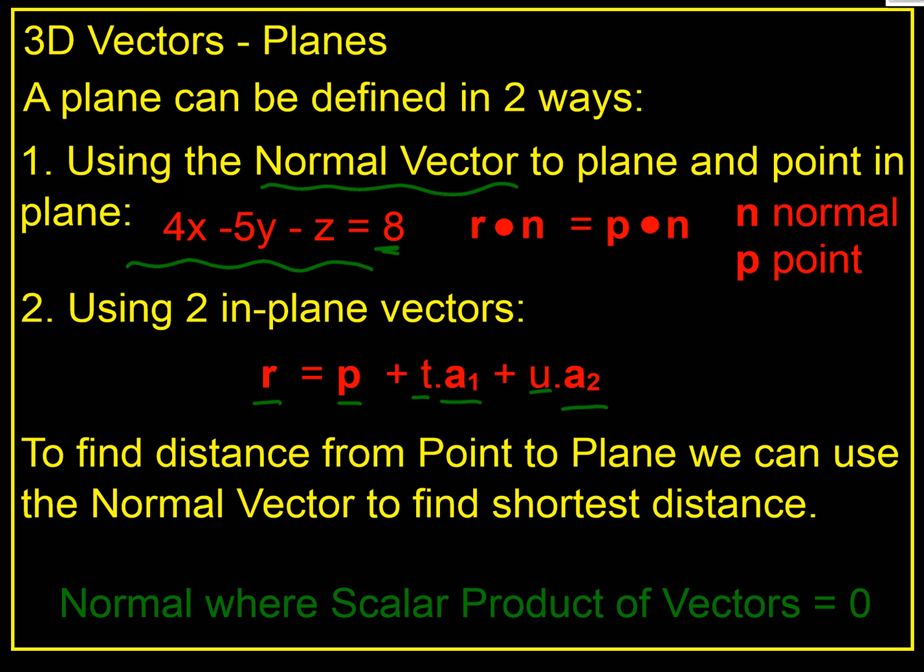And if we want to find the shortest distance from a point to a plane, then we can use the normal vector to find the shortest distance from the point to the plane. So we can create a line, we go straight down that line till we hit the plane, and that's relying on the fact that effectively the scalar product between the normal and any vector in the plane is going to be equal to 0. So there you go, that's the second video.